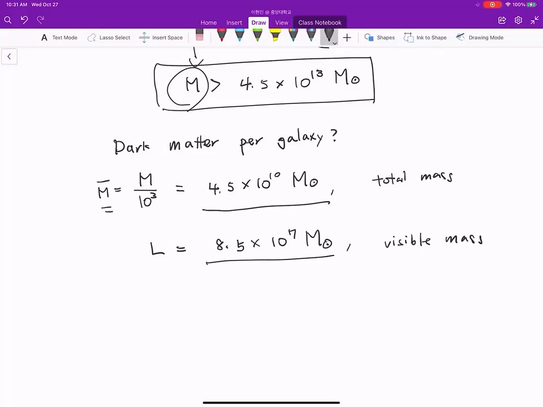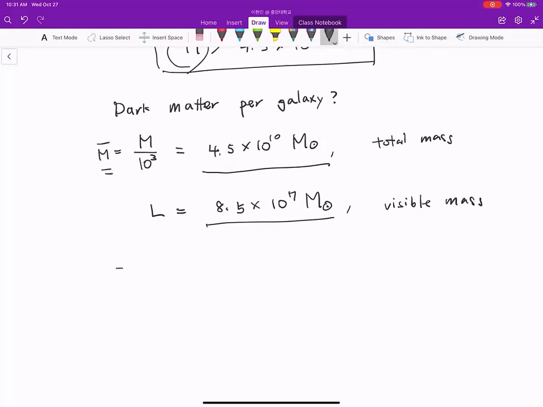Let me call this M bar. So therefore, we called the mass to luminosity ratio about 500. So that means we cannot explain the total mass just by the visible mass only. So there is a lot of dark matter in this Coma cluster. But the reality, actually, more precisely is 530.